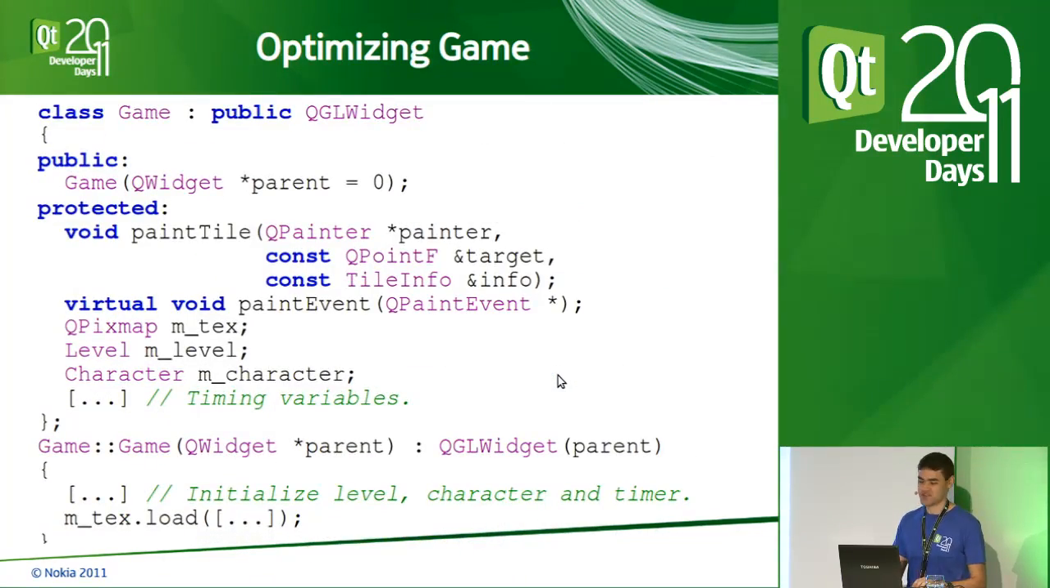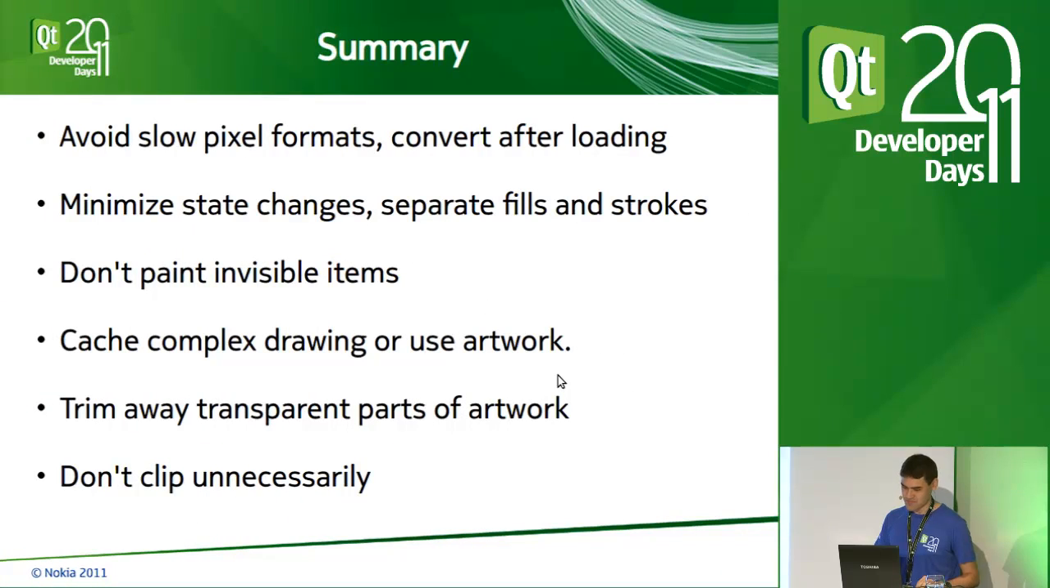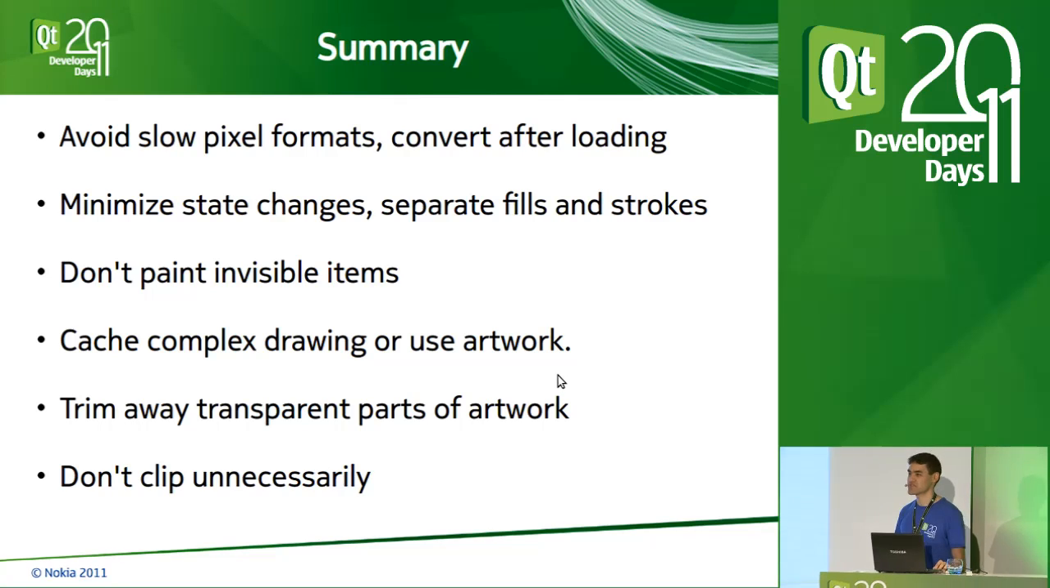Just to give you an idea, and hope this will spark some imagination. So to summarize, you should avoid the slow pixel formats. So you either use a QPixmap to always get the best pixel format, or you can convert your image to ARGB32 pre-multiplied or RGB32 after loading them.